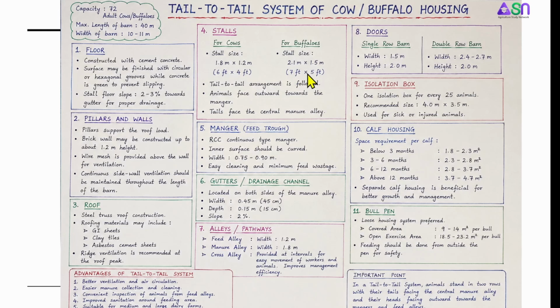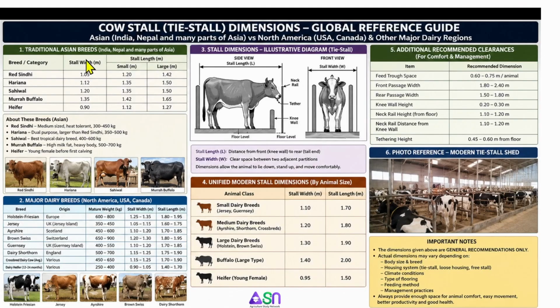In traditional Asian breeds, we can see the stall width and length in the table, and in case of major dairy breeds like Holstein, Jersey, Brown Swiss, and many more, we can see the stall dimensions here. And also the additional recommended clearance for comfort and management is given here. The dimensions can be varied based on the requirements and size of animals too. In tail to tail arrangement, animals face outward towards the manger, while their tails face the central manure alley.